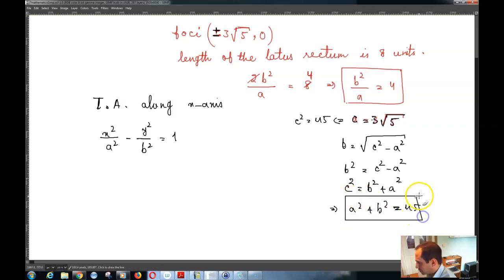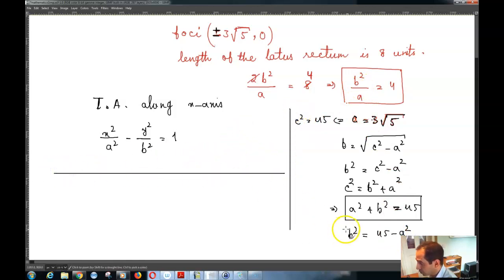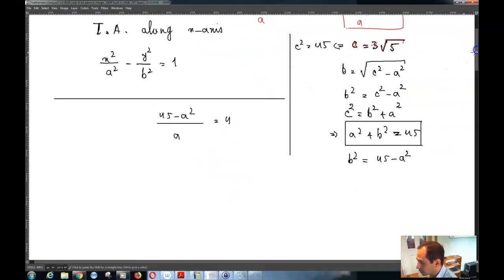Now, if a squared plus b squared is equal to 45, then over here I can write b squared is equal to 45 minus a squared, and I can put this over here. So I have b squared, which is 45 minus a squared, over a is equal to 4. Now I can simply solve this equation.